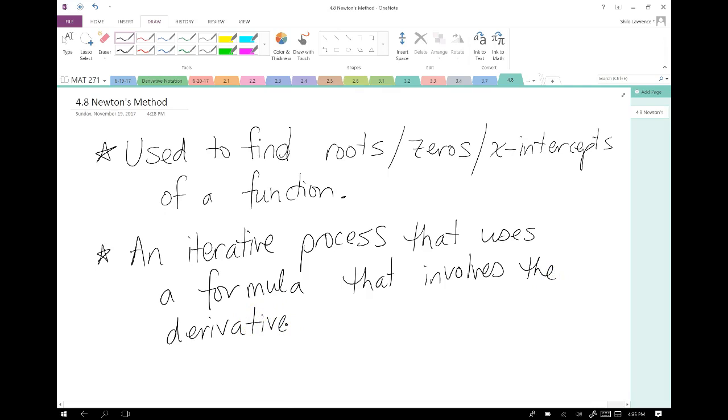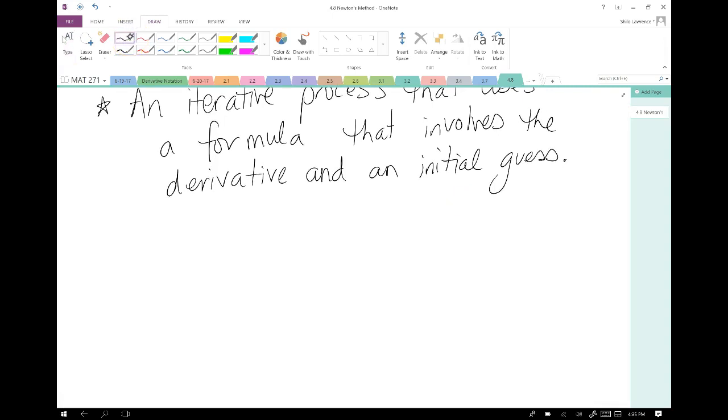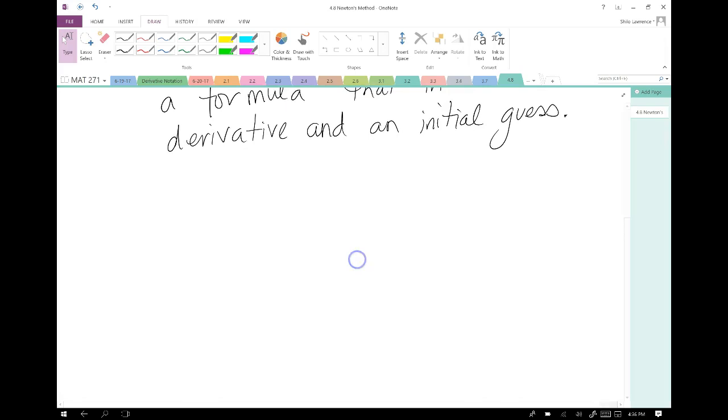We also have to have an initial guess, kind of an initial idea of where we think that root or that 0, that x-intercept is going to be. So I want to just quickly go through the formula and why the formula works the way that it does.